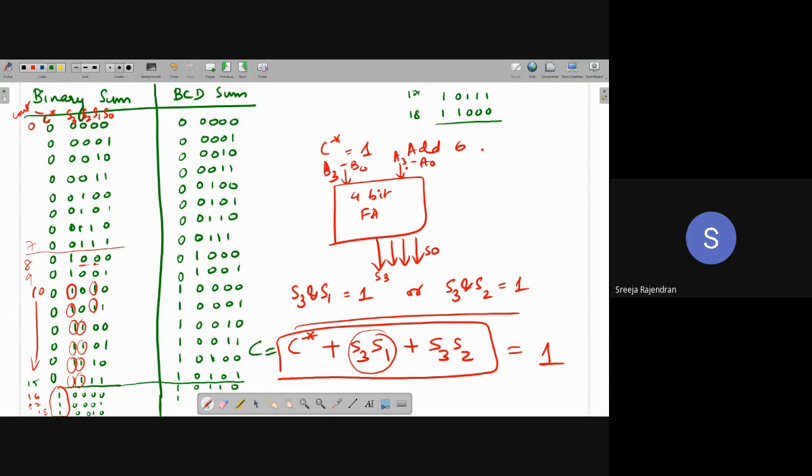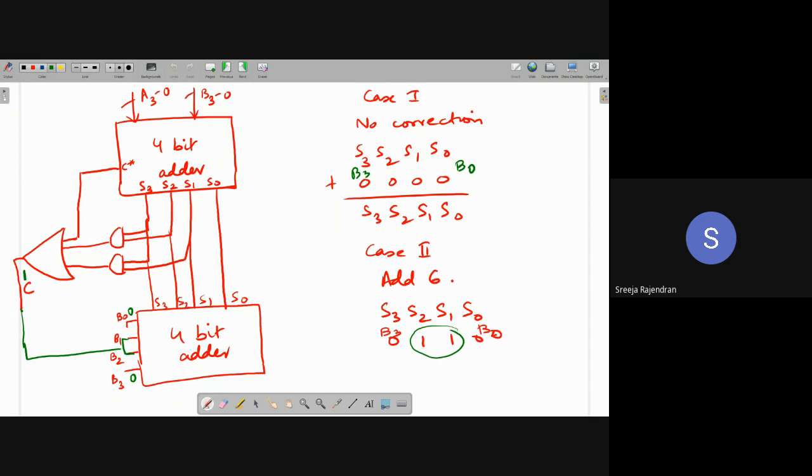If it is 0, I am not making any correction, which means all will be 0. If this C is 1, it will be 0, 1, 1, 0. So depending on that condition being satisfied, either a correction is made or the number is outputted as it is. So this is how I convert a binary adder to a BCD adder. Is it clear? Okay.